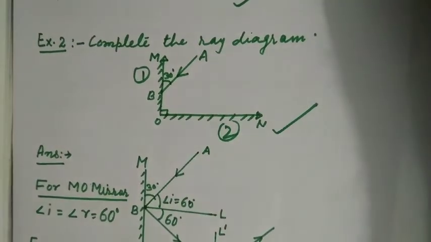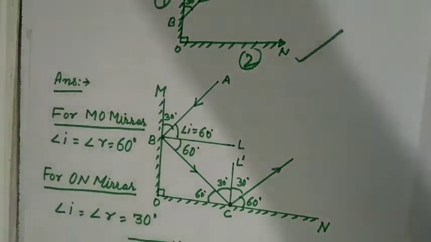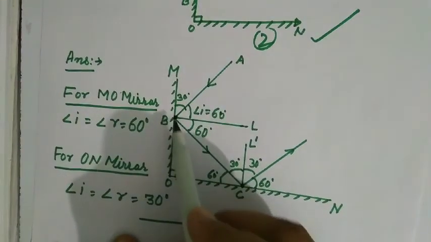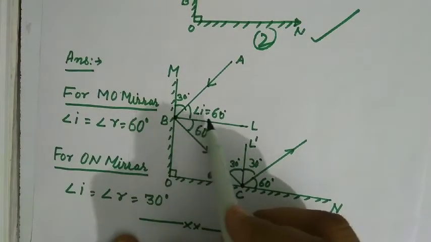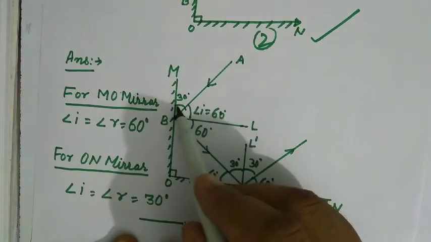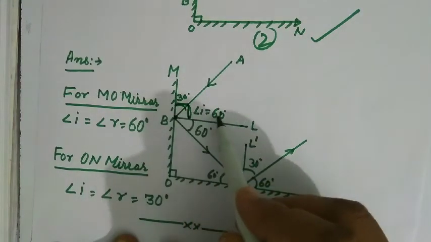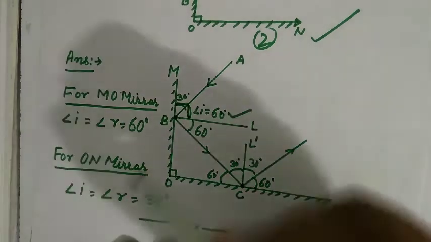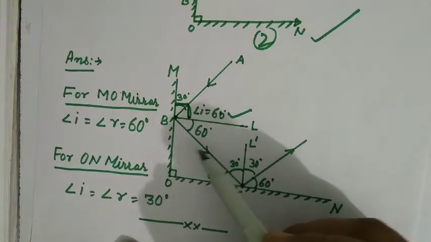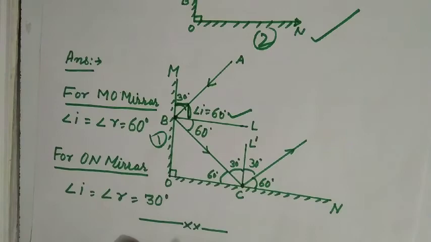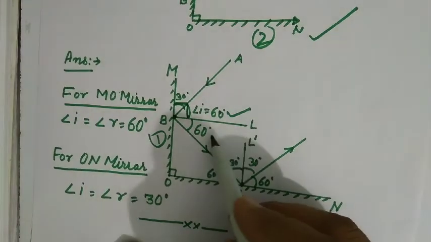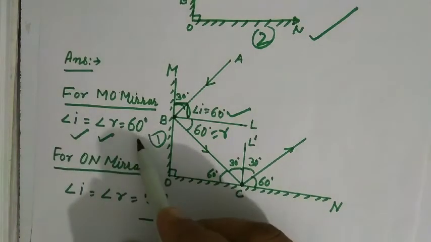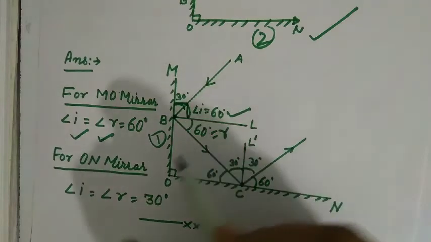So how can we make the ray diagram completely? For the first mirror, use the laws of reflection. Draw the normal from point B. Angle I is equal to 90 minus 30, because this is a right angle. So 60 plus 30 is 90, and the angle of incidence is 60 degrees. Similarly, it must be equal to the angle of reflection for the first mirror, angle R. So angle I and angle R are equal to 60 degrees for the first mirror.